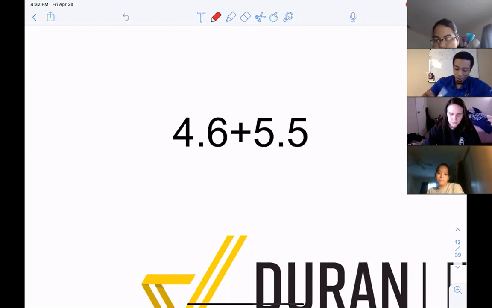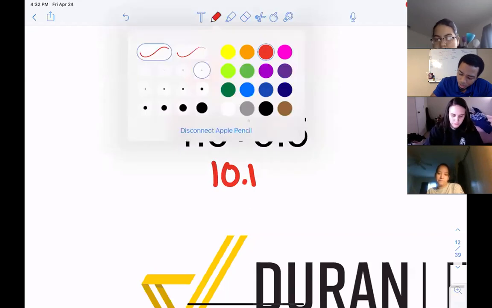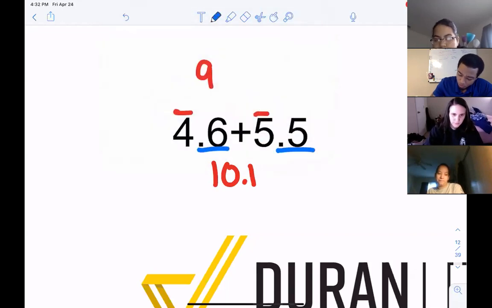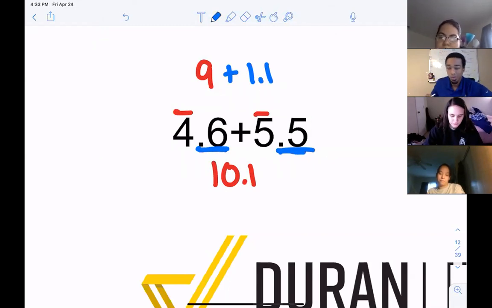All right, so let's go ahead. The answer here is gonna be 10.1 for sure. And I'll review it for everybody here. It's gonna be the 4 and the 5 together, which makes a 9. And then when we take a look at the 0.6 and the 0.5, typically 6 and 5 make 11, but because it's 0.6 and 0.5, it's not gonna be 11, it's gonna be 1.1. Because there's only one decimal place, you're just gonna put one decimal place back to make it 1.1, which makes it 10.1.